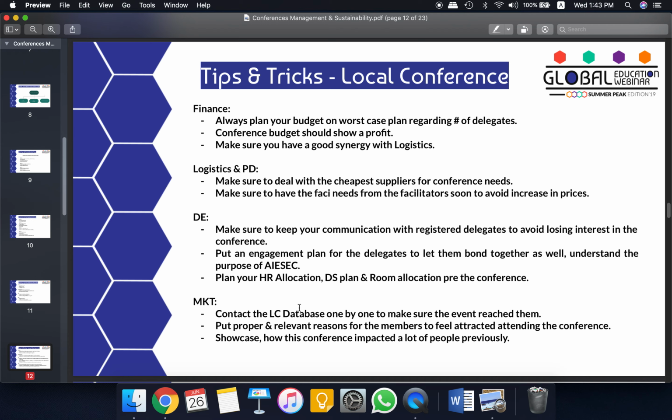Regarding marketing, you contact the LC database one by one to make sure that the event reached them. Put proper and relevant reasons for the members to feel attracted to attending the conference. Showcase how this conference impacted a lot of people historically.